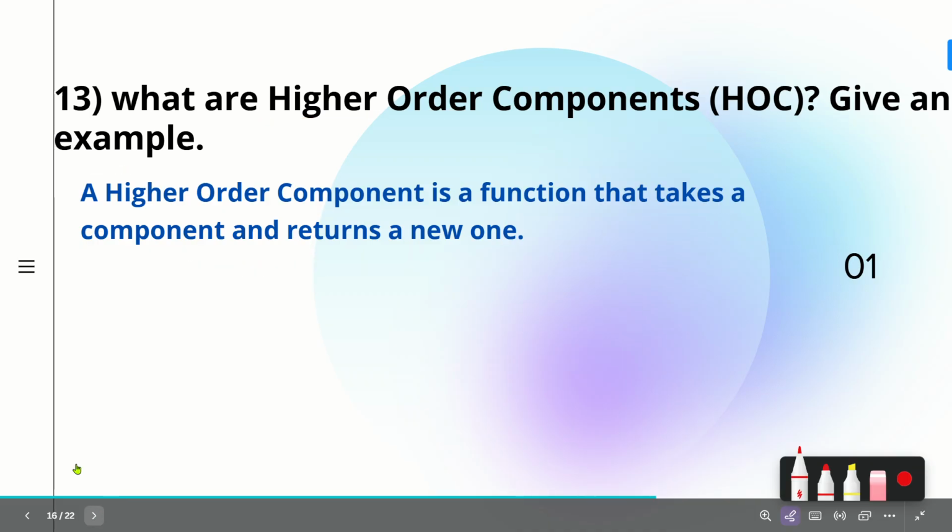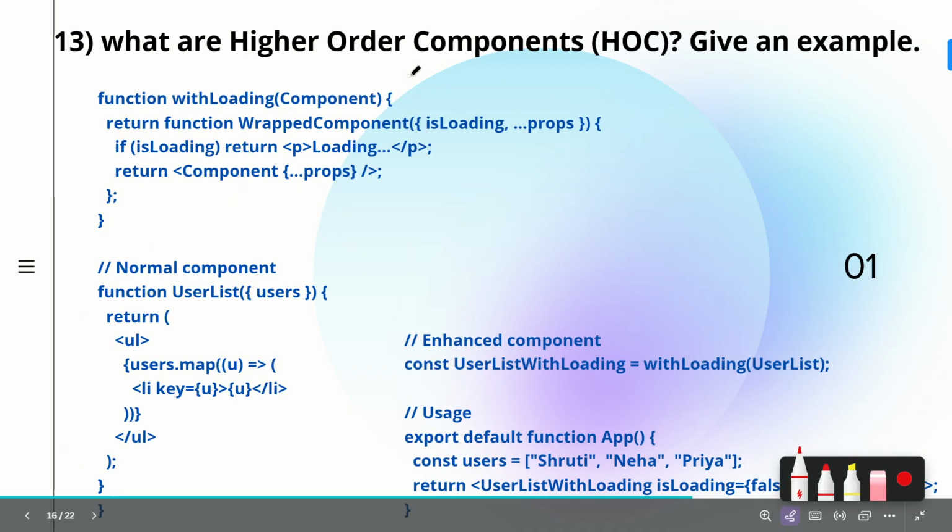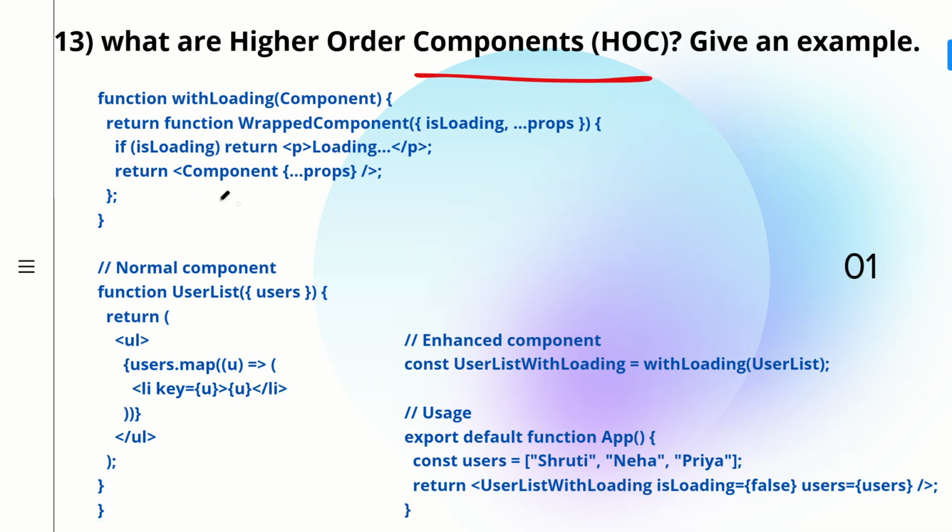Okay, let's see a code example of what an HOC is and how you can show it. Whatever block of code you see here is basically a higher order component. This is how you have to write your higher order component. Now let us see how it works. We have a higher order component called withLoading. This is how we are using withLoading.